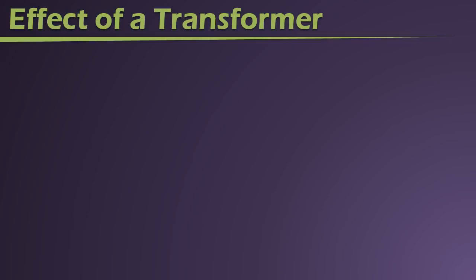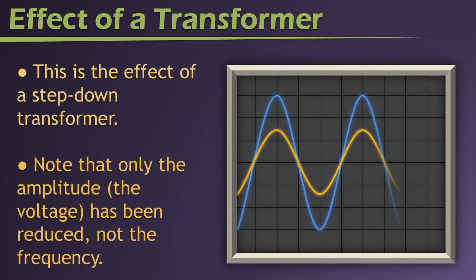If we were to use the transformer we just described in the previous slide, we'd get something that looks a little bit like this. What you see here is on the blue trace you see the 120 volts input, and on the yellow trace you see the 60 volts output. And this type of transformer is known as a step down transformer. And step down, I guess, is an obvious name for it because it reduces the voltage.